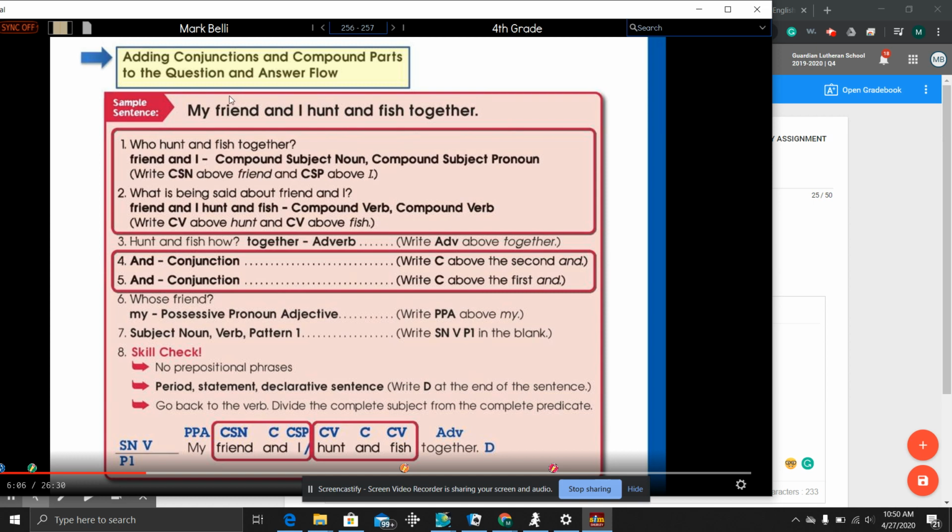So this would be CSN, and this would end up being CSP. So it's a little strange, but it works. It's a compound subject working together with a compound predicate. And then next to it, you have two compound verbs, which you would label as CV, but you'll see that as we go on with this lesson.